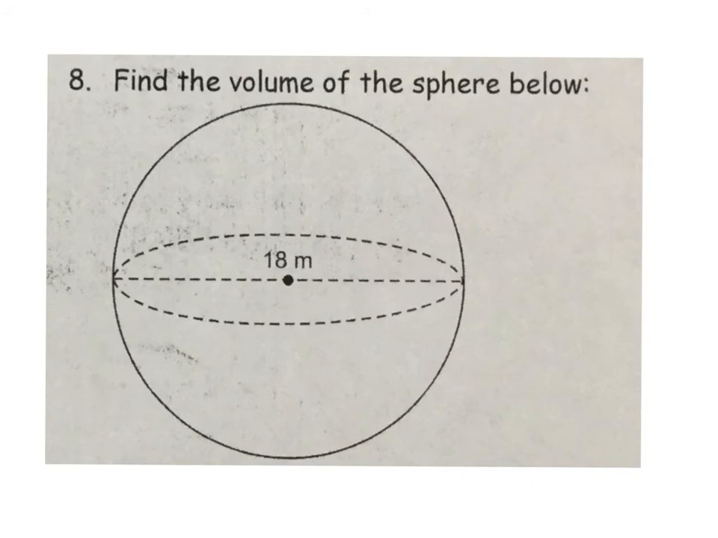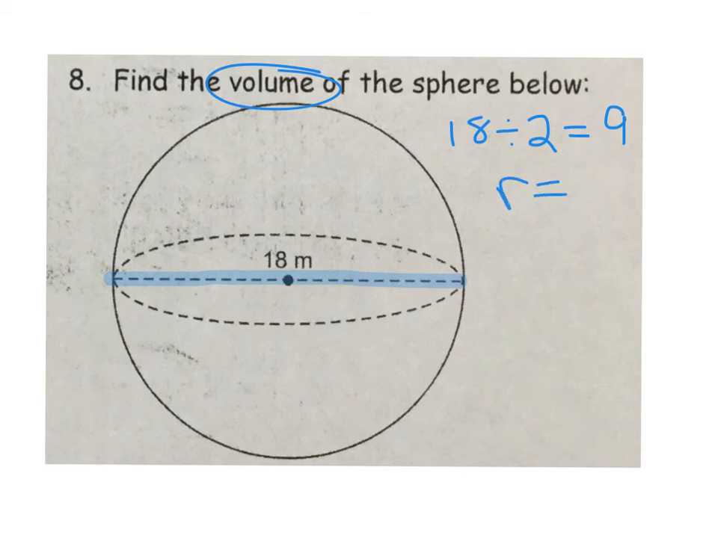Okay, number 8 says to find the volume of the sphere below. So we're looking for volume. So this is what we did today in class, and we actually did it yesterday. So in order to find volume, I'm going to look at my sphere that I have here, and this line that's going all the way across it, I'm highlighting in blue, that's a diameter. So I need the radius, not diameter, for volume. So the radius is 18 divided by 2, which gives me the radius, and I'll go ahead and give that to you, which is 9. So radius equals 9.